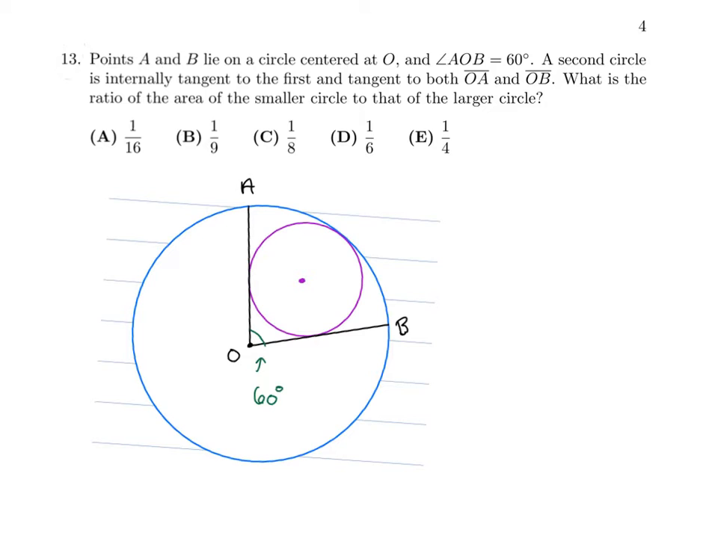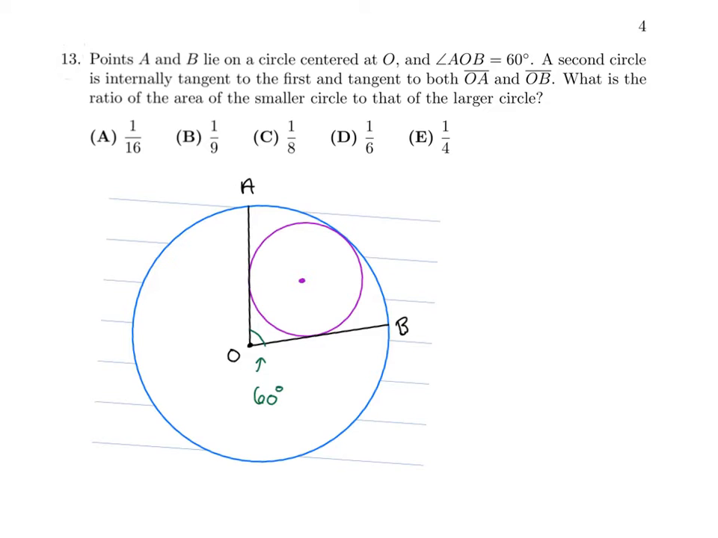So I did my best to draw this picture. It's kind of tricky to draw freehand, but I figured I would just get it set up here. So this is generally what the picture looks like, and we want the ratio of the area of the smaller circle to the larger. And since we're looking for a ratio here, that basically means that we can make these circles any size we want.